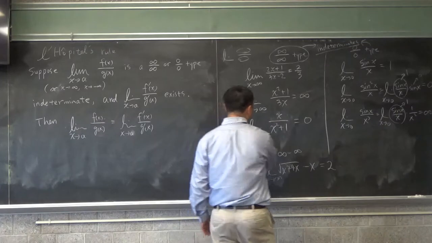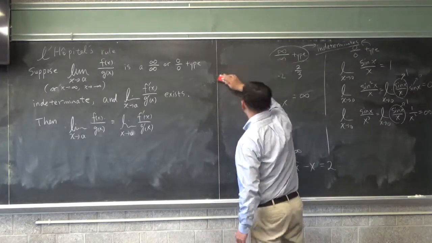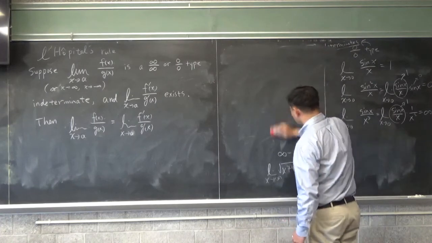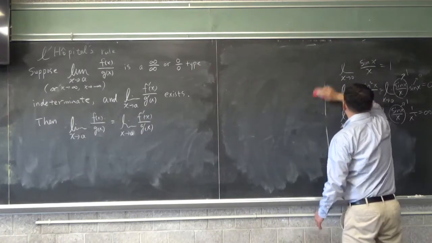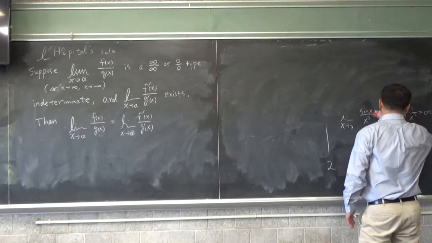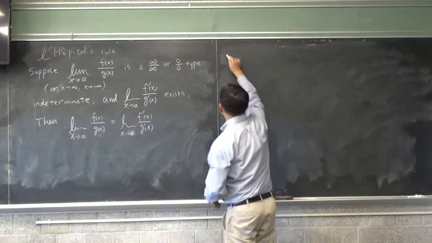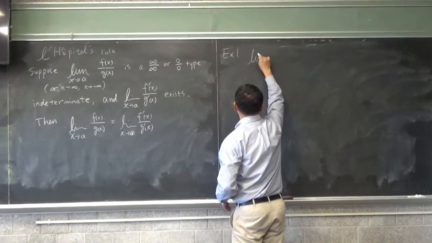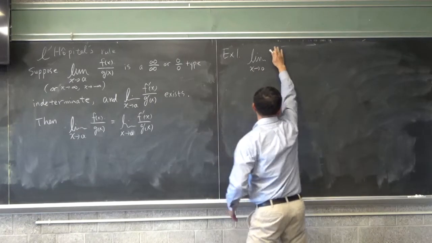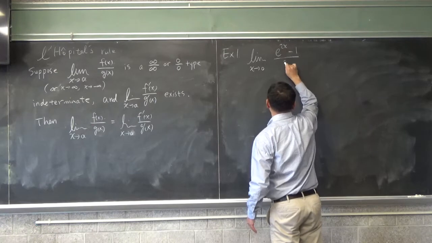And although I wrote a lot of things, it's really simple to apply. So let me explain by giving you some really quick, easy examples. Example number 1: let's say you want the limit x going to 0 of e to 2x minus 1 over 3x.